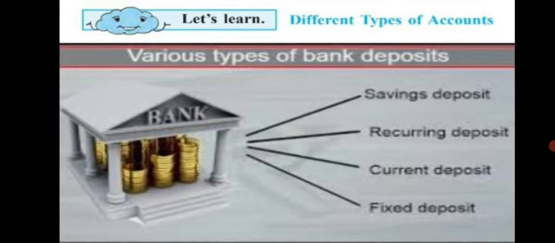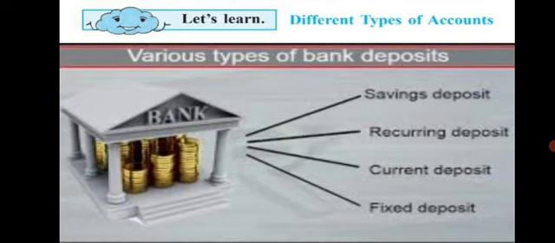Various types of bank deposits. Saving deposit. A person can deposit a minimum amount and open a savings account. In some banks, no minimum amount is required for opening an account. The bank pays some interest on the basis of the daily credit balance in the account.